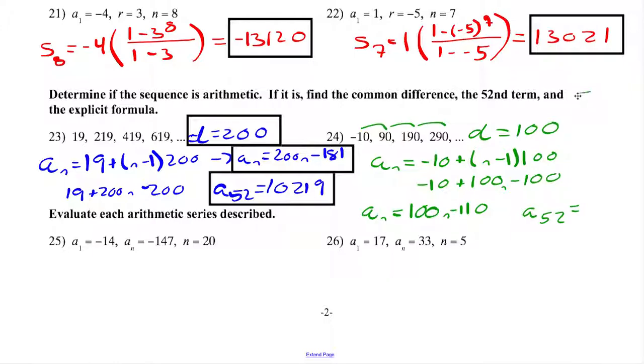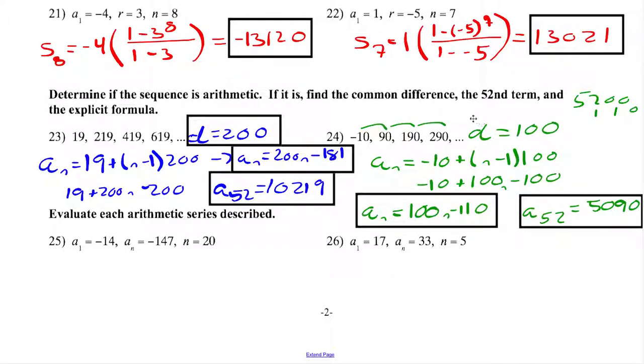So the 52nd term is, we just have to plug in 52 for there. So that's 5,200 minus 110. So that's going to be 5,090. So there's our 52nd term. There's our explicit formula and our common difference.